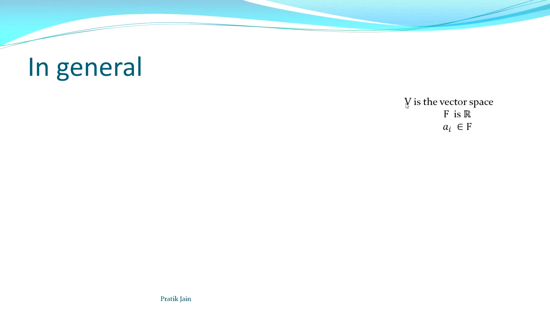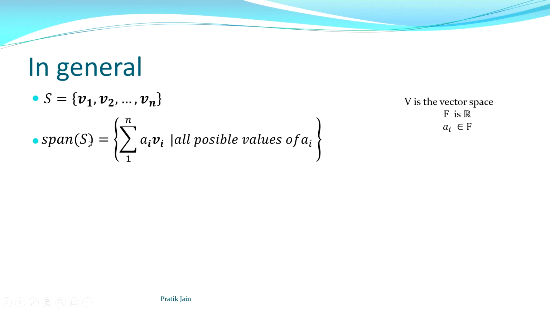Again, talking generally, where V is the vector space, any vector space, and F is the field. This also can be anything. And there are these a_i's that are going to come, which are going to be in the field. So S is your set, which is having some vectors v1 to vn. These may be anything. Don't just get into the notion of the tuple. You can have polynomials over here, you can have matrices over here, you can have functions over here. This is actually abstract. And the span of S is equal to all possible values of a_i. So you have this linear combination and all possible values of a_i.